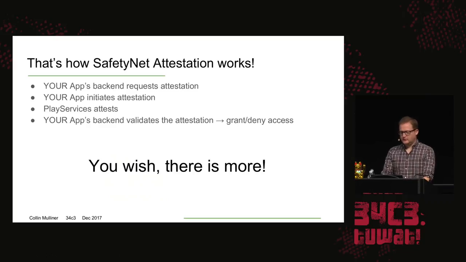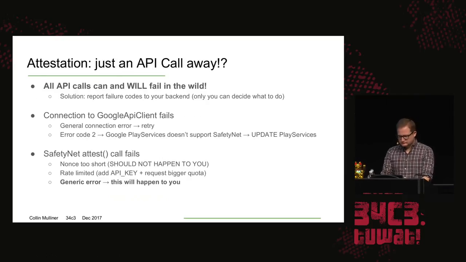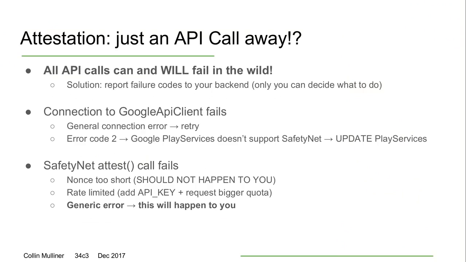Now you can implement your app and the interaction between your app, your backend, and your app running the attestation. But unfortunately, it's still not that simple. All of the API calls can fail, and they actually will fail in the wild. Every API you call will fail at some point, depending on your user group. If you're playing at home with one of your devices, you will never see any of those errors. But if your app runs on 100,000 or millions of devices, you will see every error eventually.